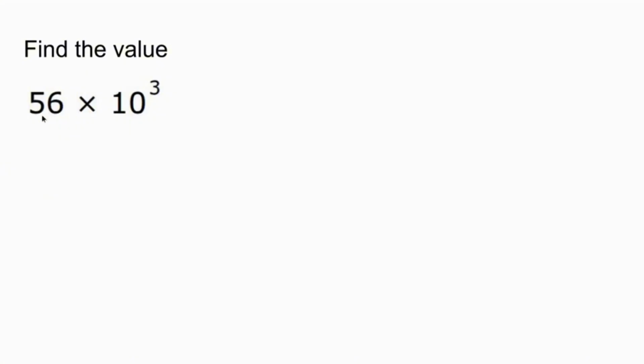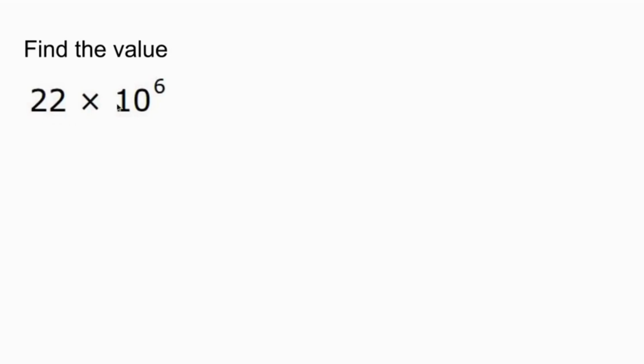Find the value of 56 times 10 to the third power. In a previous video, what I did is I wrote out 10 to the third power as 10 times 10 times 10. But I'm not going to do that here. Here's a shortcut. If you multiply a number by 10 to the whatever power, all you do is find out what that power is and attach that many zeros at the end of your number. So this just ends up being 56,000. And that's it.